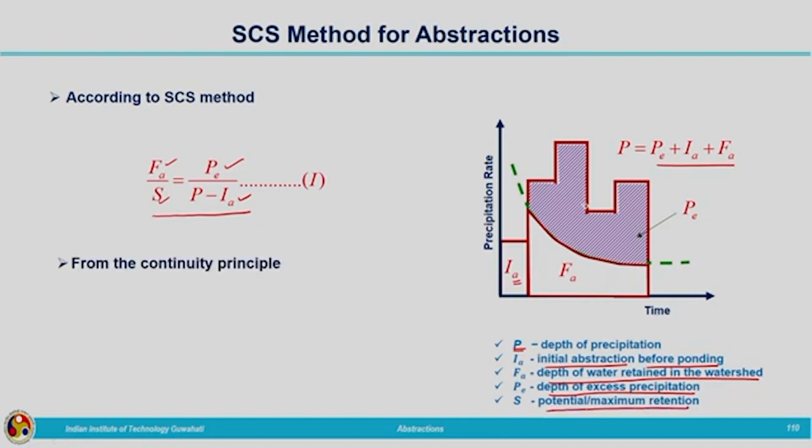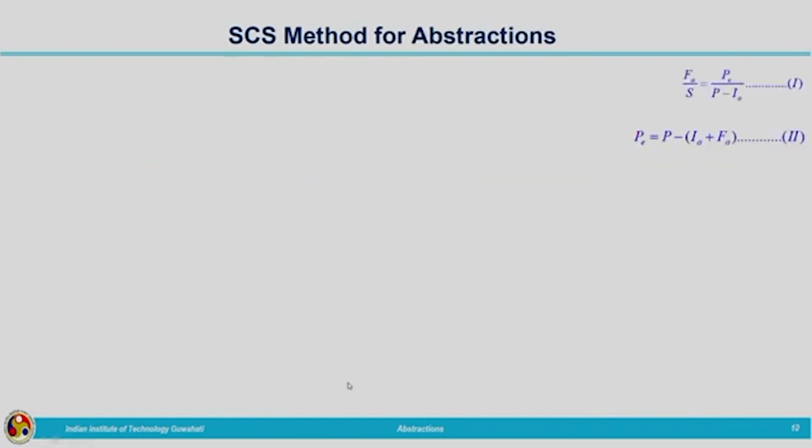Now, based on the continuity equation, we can write that total precipitation is the sum of all these three components, that is PE plus IA plus FA. So, from this we can write PE as PE is equal to P minus IA plus FA. Let this be equation number 2. This is the equation based on the SCS hypothesis, and that is based on the continuity principle.